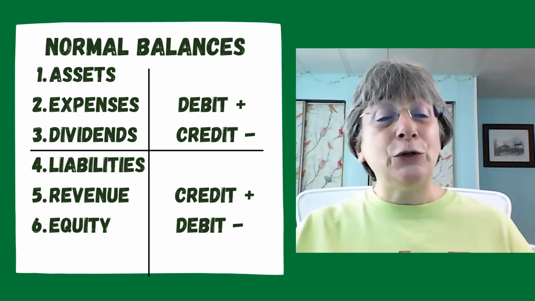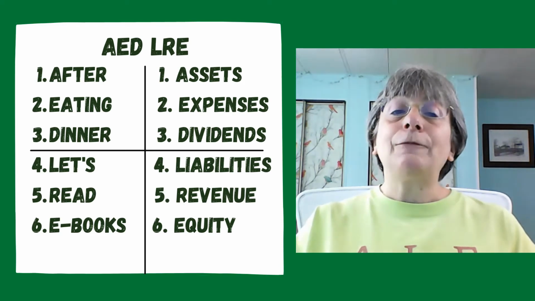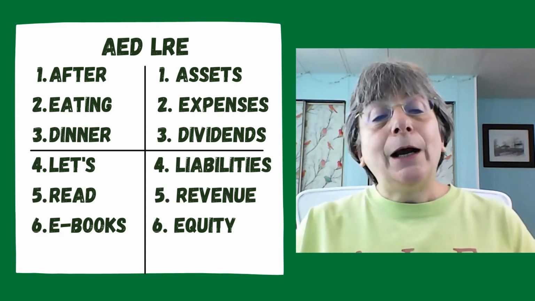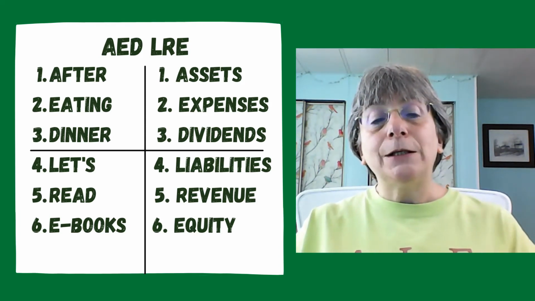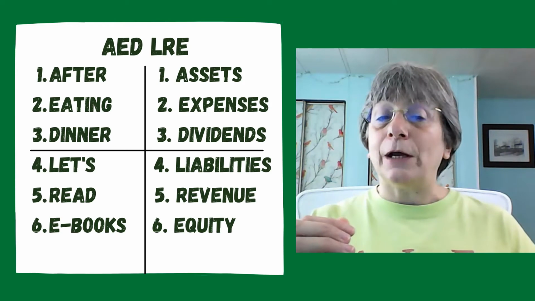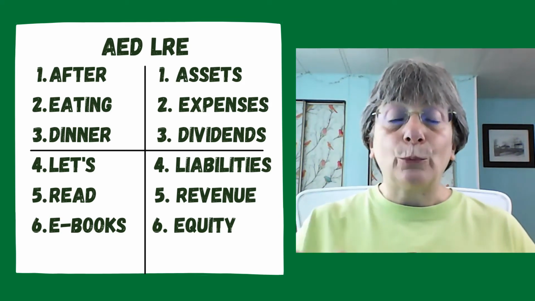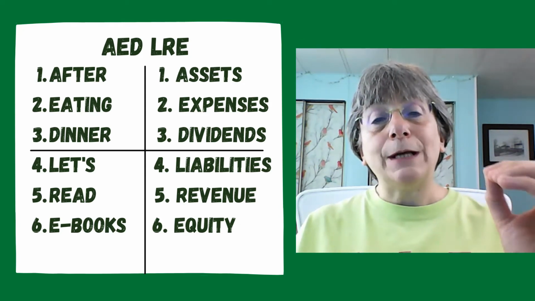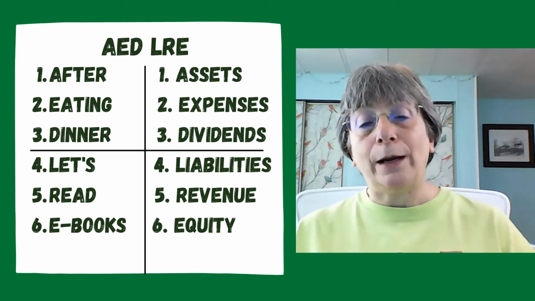I said I'd provide you with an easy way to remember this. Here's what I want you to remember. After eating dinner, let's read ebooks. Accounts with debit balances, after eating dinner: assets, expenses, dividends. Let's read ebooks: liabilities, revenue, equity. So after eating dinner have normal debit balances. Let's read ebooks have normal credit balances.